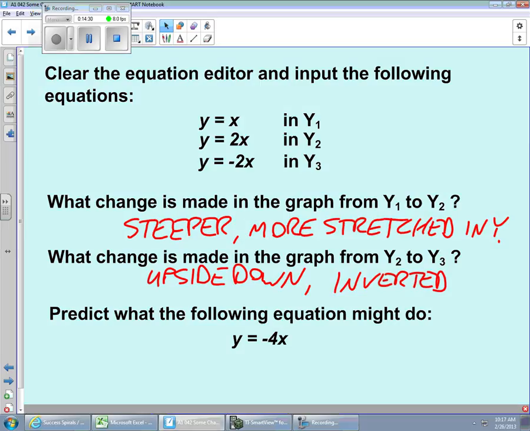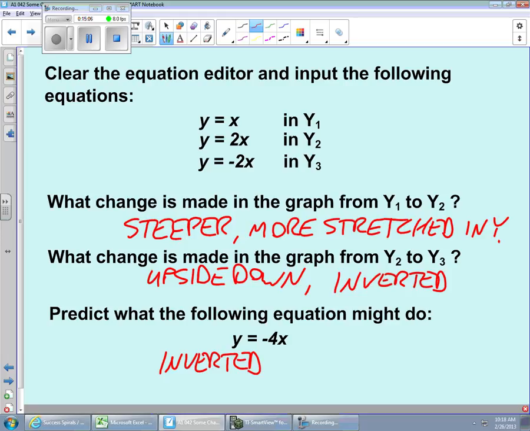Without using your calculator, just consider the equation y equals negative 4x. Let's see if we can figure out what we would expect from this graph. It says y equals negative. Is this a graph we expect to be going up from left to right, like the first two were, or going down from left to right, like the last one was? It's going to be going down. What we should expect is an inverted graph, or upside down, meaning it's falling from left to right.